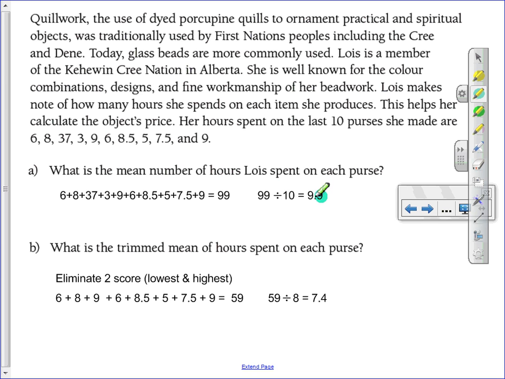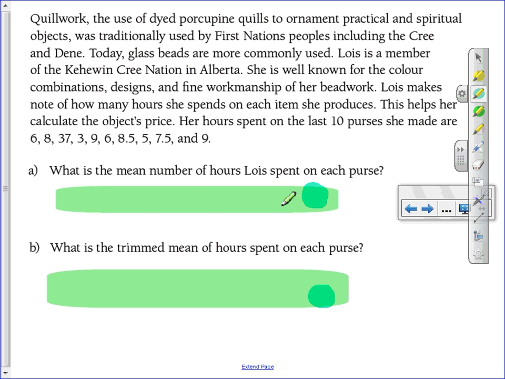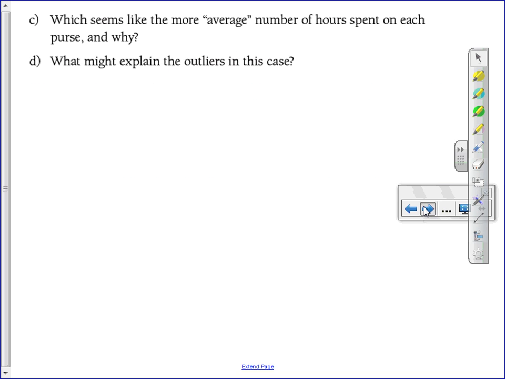So when you look at the data, the really big question is, which one is a better indicator of the average time she would spend on a purse? Is it 9.9 or is it 7.4? And what that's related to is outliers. I would say that the 37 and even the 3 to a certain extent are what are called outliers, which means that they are significantly different from the other pieces of data. And if you were to graph that, you would see there would be 1 point way off, and that would definitely be 37. So by trimming the data, I think we get a better, more accurate average. So that's the trimmed mean, meaning average.